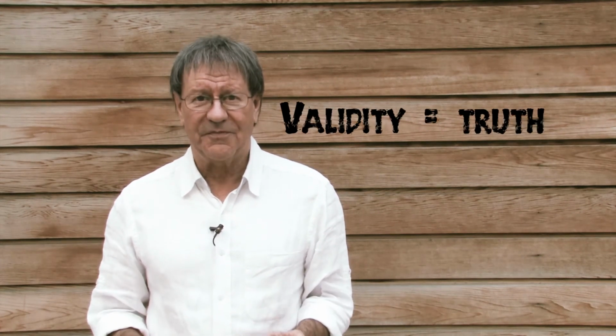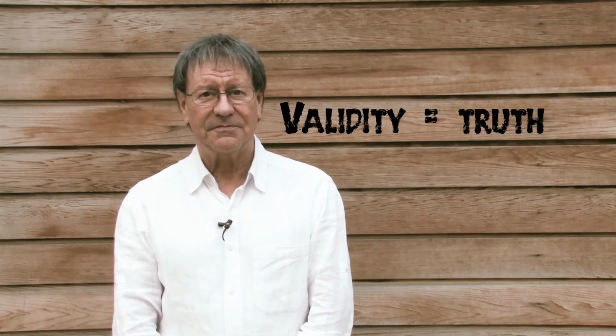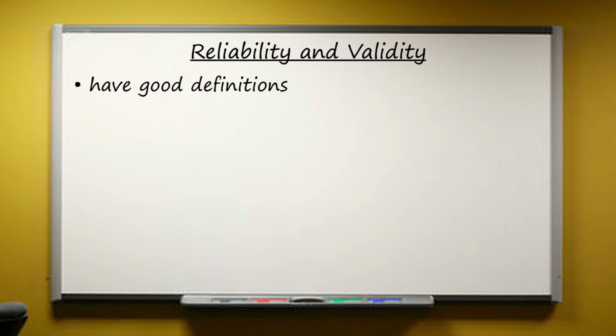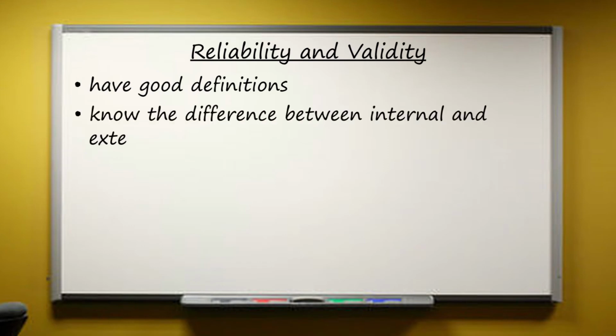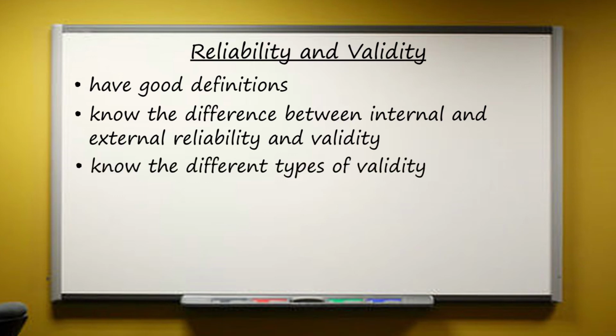Okay, so in summary, what do you need to know about reliability and validity? Well, first, bottom line, make absolutely sure you've got good definitions of each concept. And don't make the mistake that even some textbooks make of saying validity means something is true, because what's true today might be false tomorrow. Make sure you can explain the difference between internal and external reliability and validity. Know the different types of validity and relate them to relevant examples.